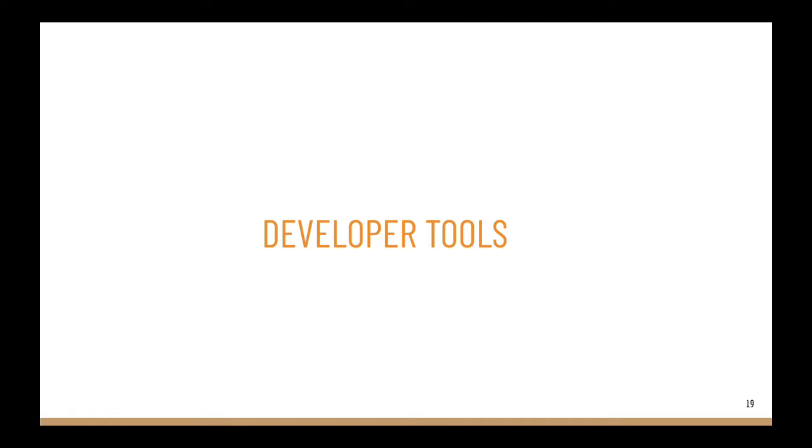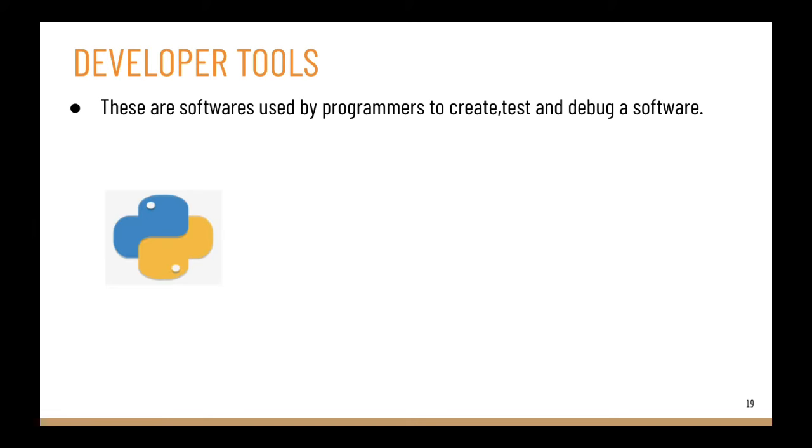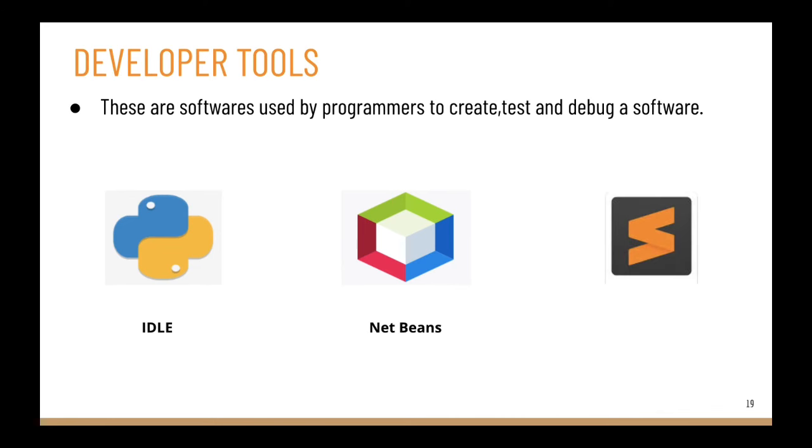Next, let's go to developer tools. What are developer tools? Let us see. These are the softwares used by programmers to create, test and debug a software. Let's say I have to create a program. Now, for creating a program, I will require various tools. Like if I am creating a program with the help of Python, I will be requiring IDLE. If I am creating with the help of Java, I will be requiring NetBeans. If I am doing some kind of web programming, I may require Sublime editor. What are these? These are developer tools.